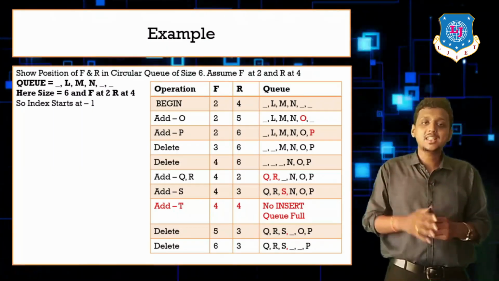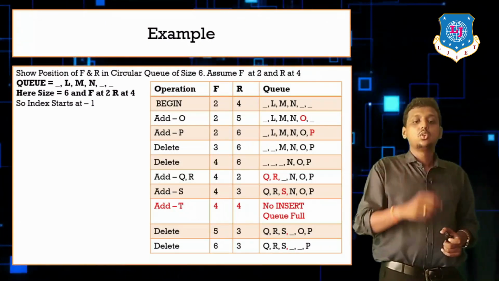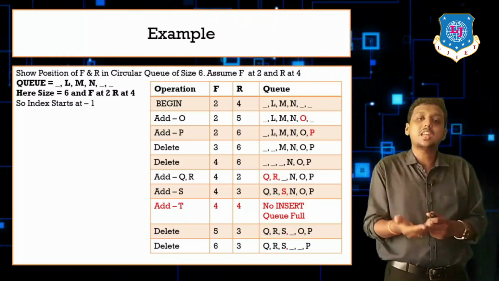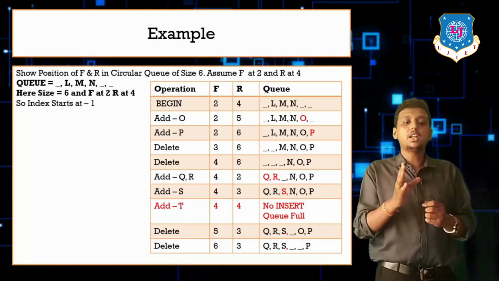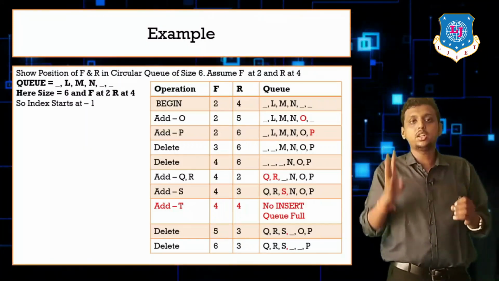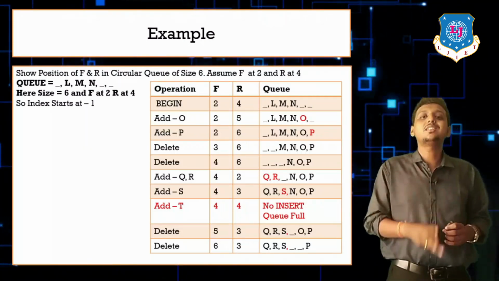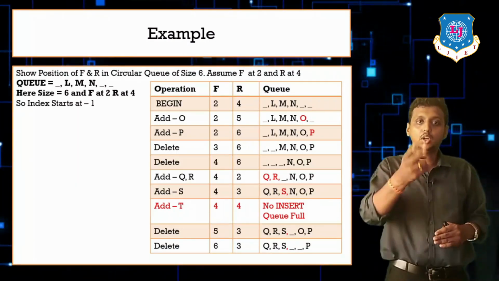Next is add S, add T. So now after inserting S, what happens? S is inserted. Now my front is 4, rear becomes 3. Front is 4, rear is 3 after inserting S. Now if I am trying to insert T, what happens?